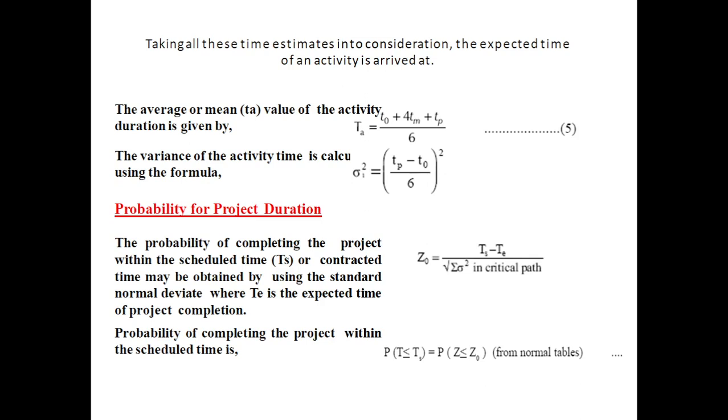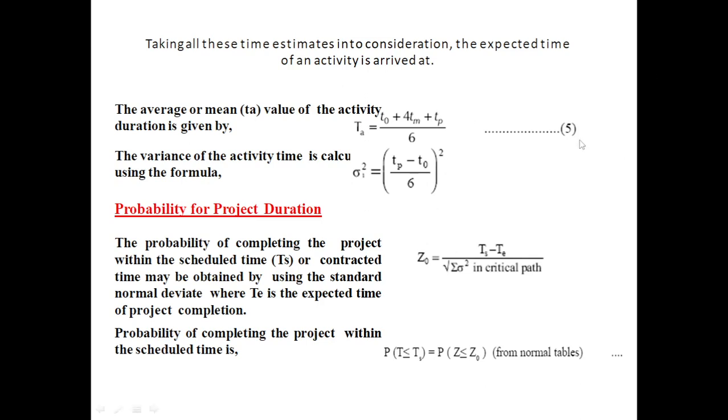Average mean or the time estimation. Time estimation means TE value. TE is equal to (TO + 4TM + TP)/6. Here we find out the expected time. Expected time and mean time are one and the same. There is no difference between expected time and mean time. Both are the same. Taking all the time estimates here to find out the expected time. So (TO + 4TM + TP)/6, that is the expected time formula. And the standard deviation and variance formula is calculated using: standard deviation squared is equal to ((TP - TO)/6) whole squared.